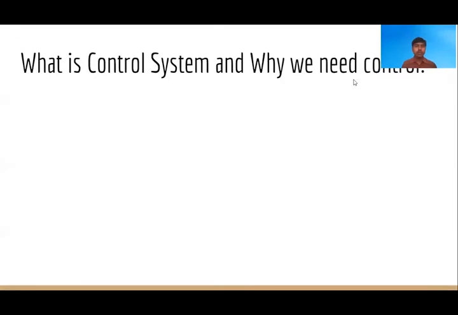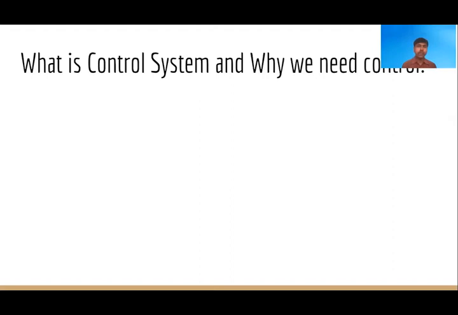Before going to discuss open loop and closed loop control systems, let us know what is meant by a system, what is meant by a control system, and also what is the need of a control system. First, what is a system? Generally, a system is a collection of elements or components arranged in a sequence to perform a specific task.